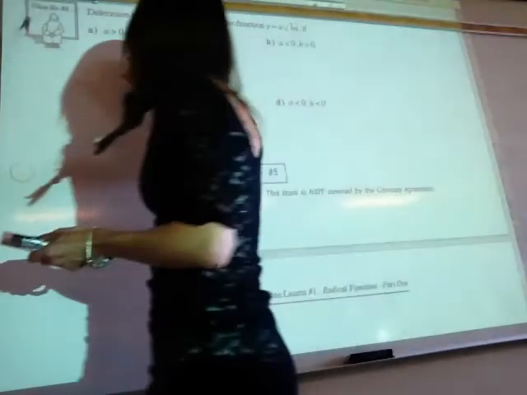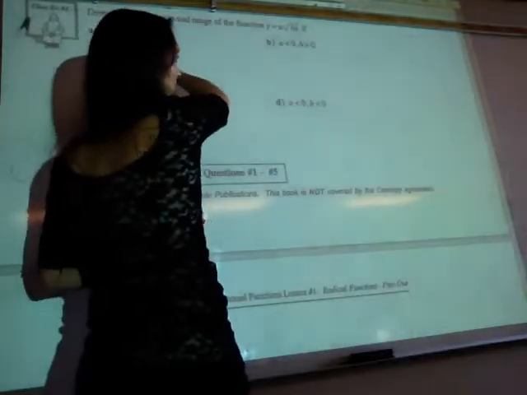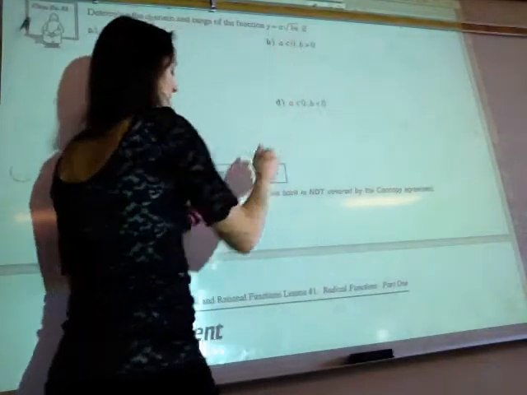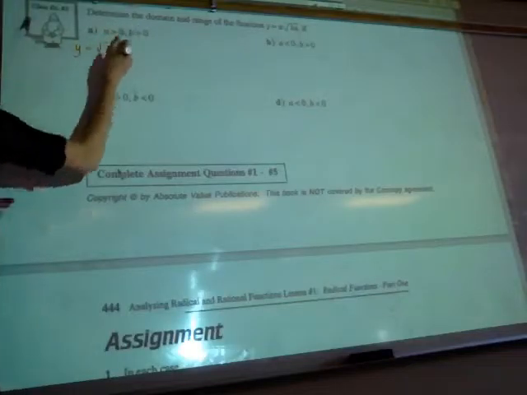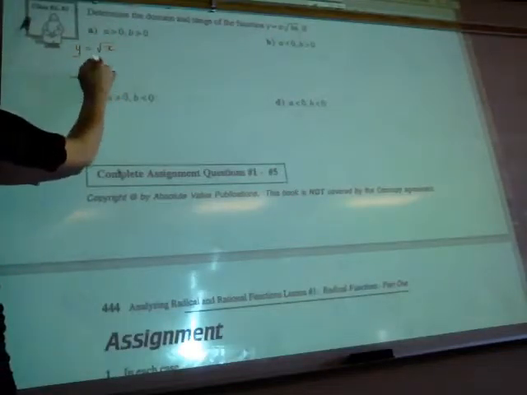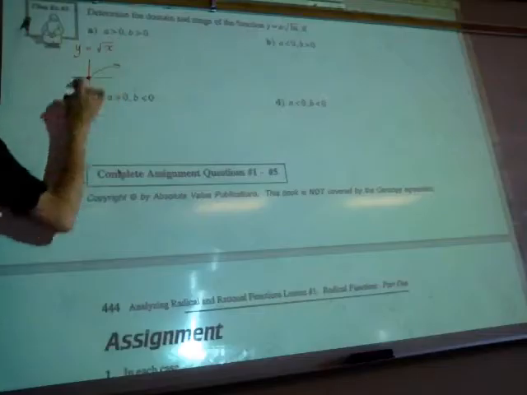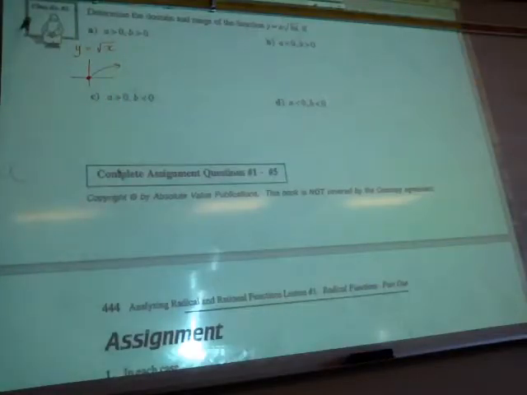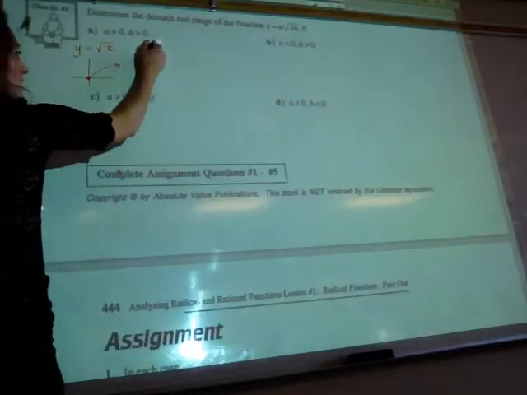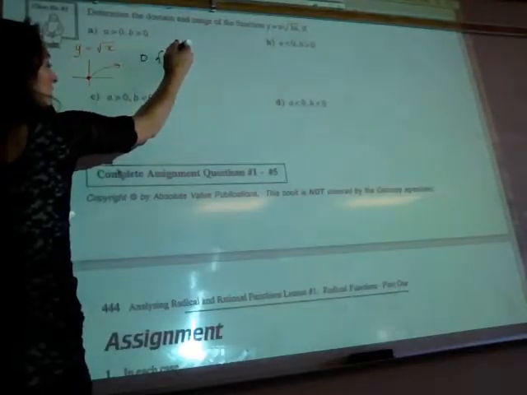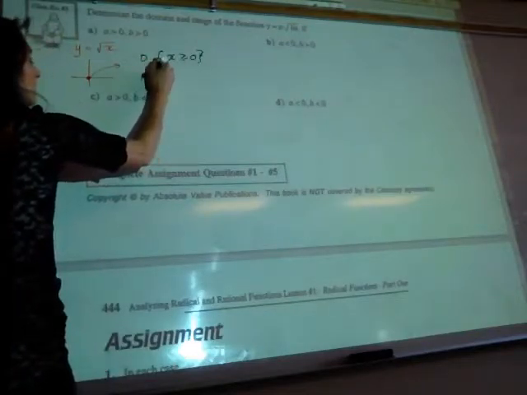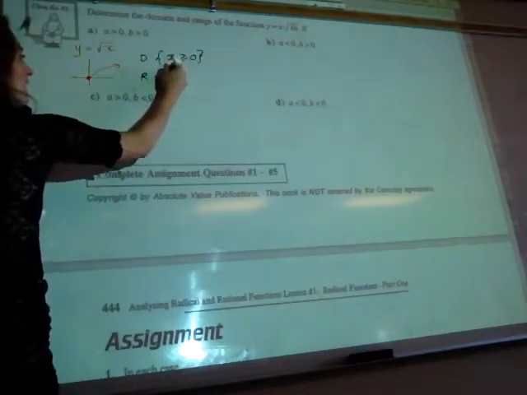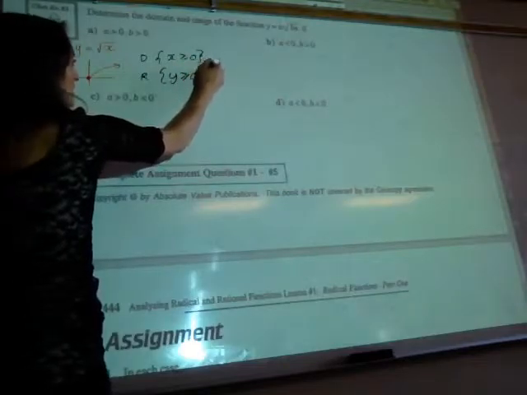So if both a and b are positive, greater than 0, we'll have a graph that could be described, say, something like this, which would look like this. No matter what your a and b are, if they're positive, they're going to take on that general shape. So the domain, I'm just going to write it shorthand, x is greater than or equal to 0. And the range is y is greater than or equal to 0.